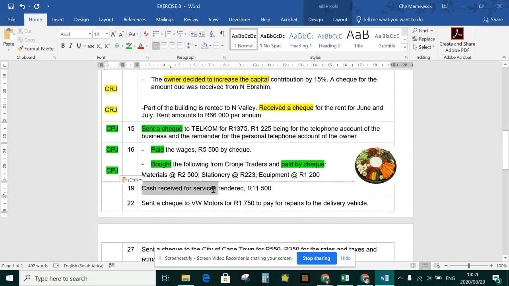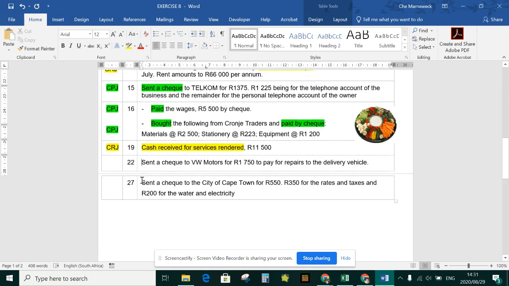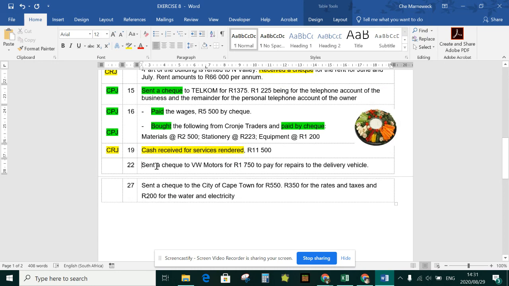Day 19, cash received for services rendered. That's going to be cash register roll, recorded in the cash receipts journal. Receiving. Day 22, sent a check to VW Motors to pay for repairs to the delivery vehicle. Sorry, that should be in green. We are sending money to pay repairs to the delivery vehicle. Hopefully you can work out we're not buying a vehicle, so it's not going to be recorded as vehicles. We are paying for repairs. That is going to be vehicle expenses. So day 22, cash payments journal.